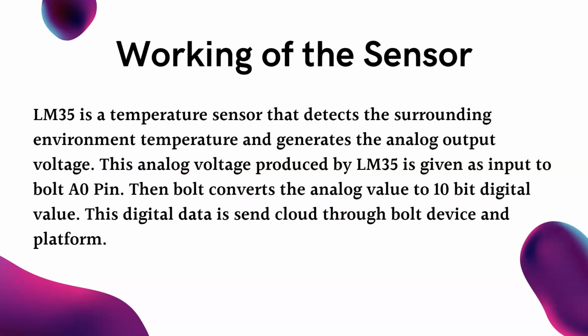So now let's come to the working of the sensor. So why are we using an LM35 sensor? It is basically a temperature sensor that detects the surrounding environment's temperature, and then it's going to generate the analog output voltage. This output voltage that is produced by the LM35 sensor is given as an input to the Bolt Wi-Fi module's A0 pin. Now then the Bolt device is going to convert this analog value to a 10-bit digital value, and this digital value will be sent through the Bolt device to the cloud and the platform.